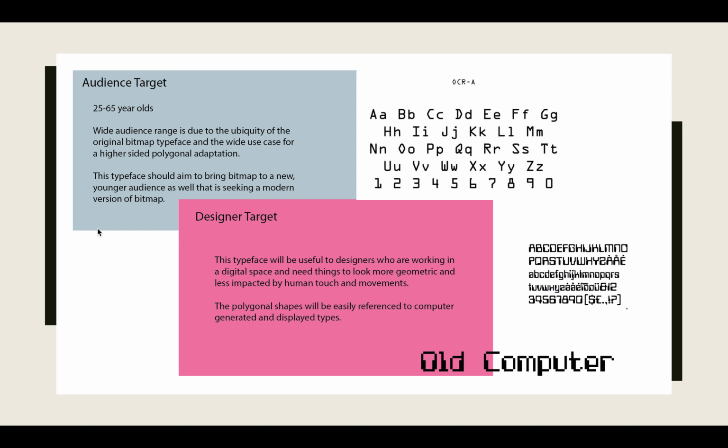So as far as audience target and designer targets that I'm trying to hit with this typeface, I'm looking to hit a wide range of ages, 25 to 65-year-olds. The older half of that demographic is going to be very familiar with Bitmap, a block-based digital typeface that was developed decades ago. I just wanted to create a different take on Bitmap and see if I could use a different modular shape with different sides to it. In this case, I ended up using a hexagon.